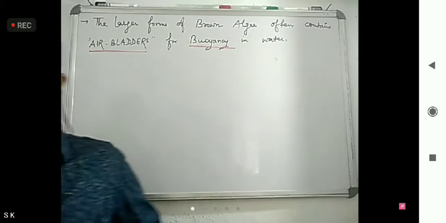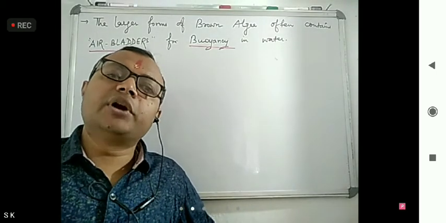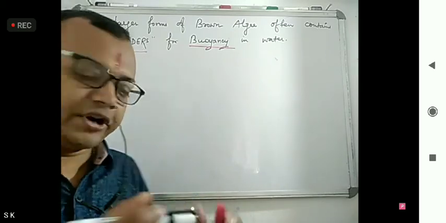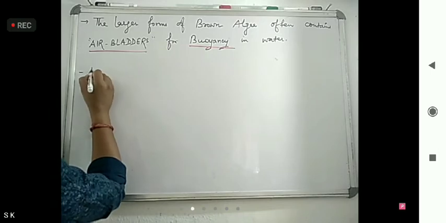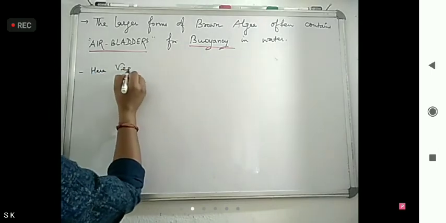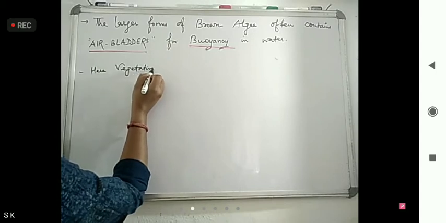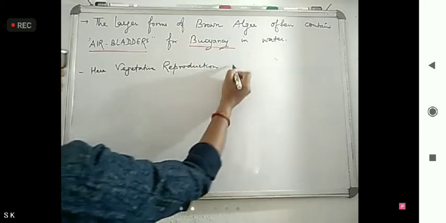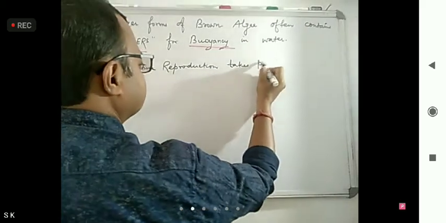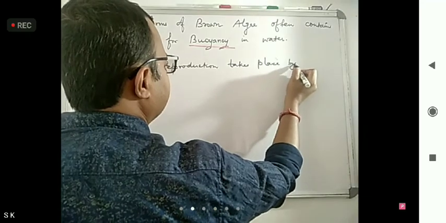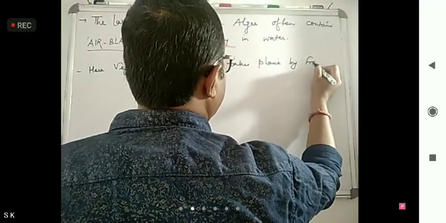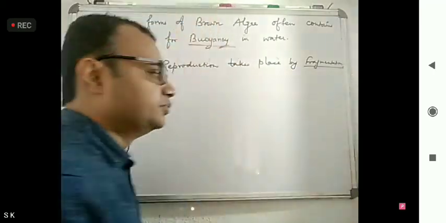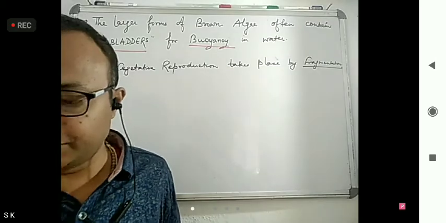Okay. Now, if we are telling the reproductive method, brown algae also reproduce vegetatively by fragmentation. So here vegetative reproduction takes place by fragmentation. Okay, here which method is being utilized? Fragmentation.